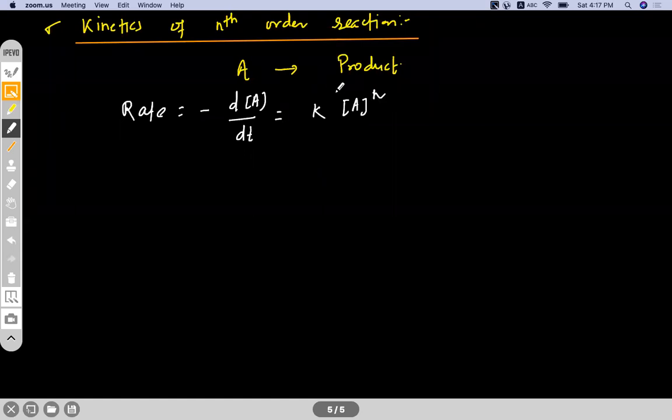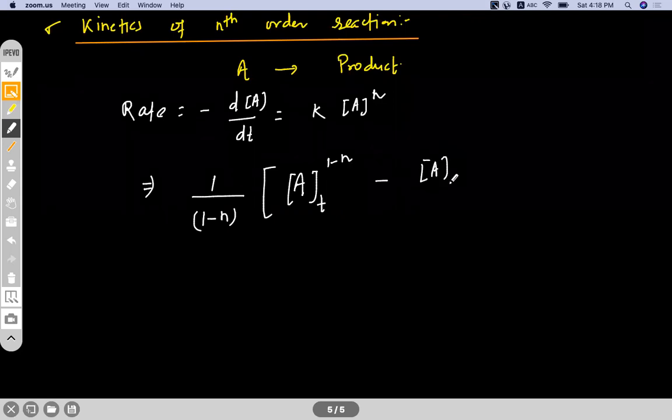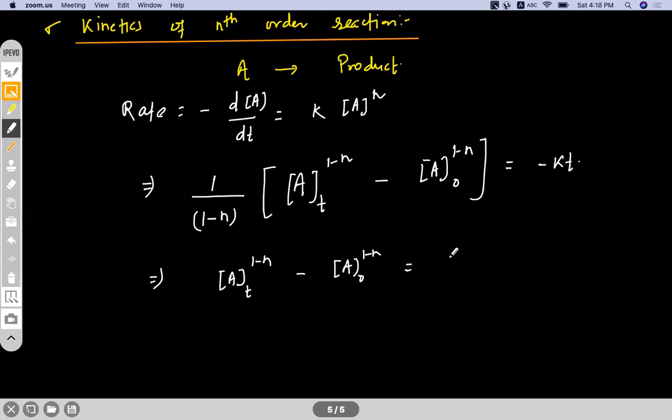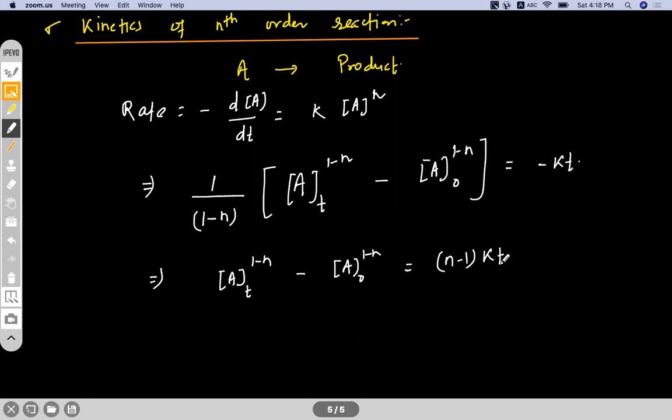Similarly, we can solve this. When you solve this, the expression would be 1 by 1 minus n, concentration of A at time t to the power 1 minus n, minus concentration of A naught to the power 1 minus n, is equal to minus kt. Which we can further write as A at any time t to the power 1 minus n, minus A naught to the power 1 minus n, is equal to n minus 1 into k into t.